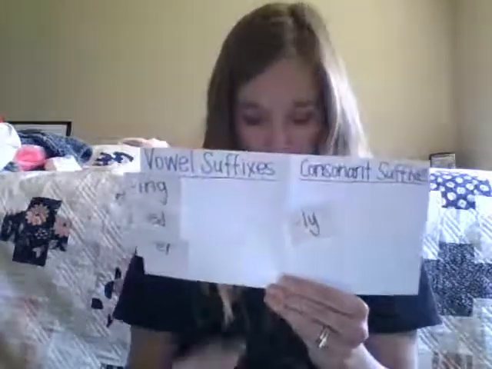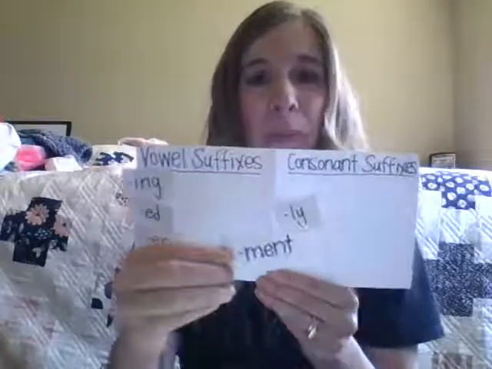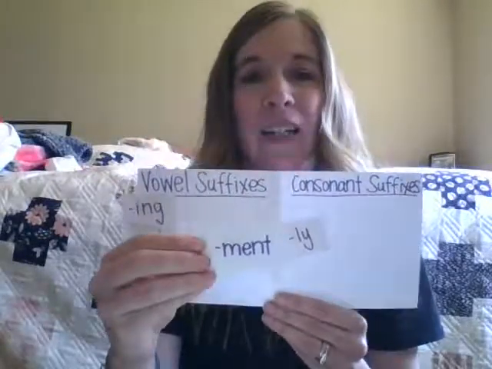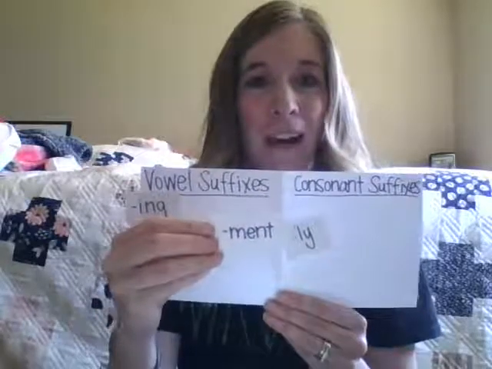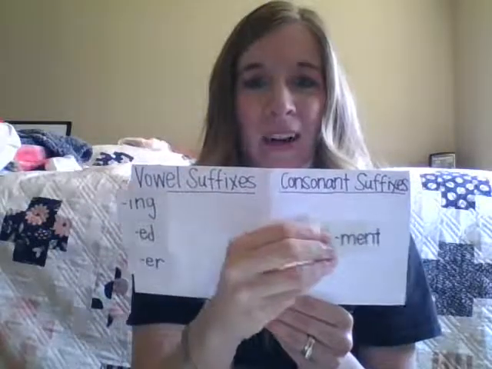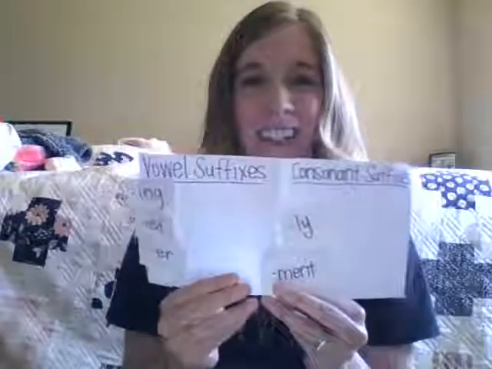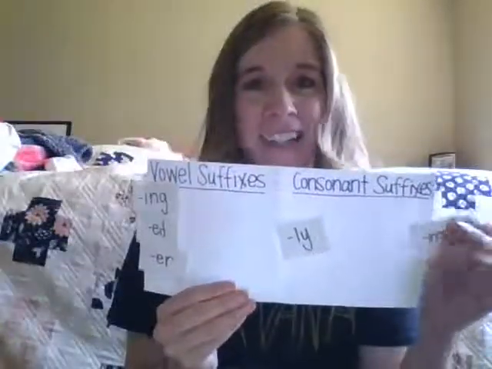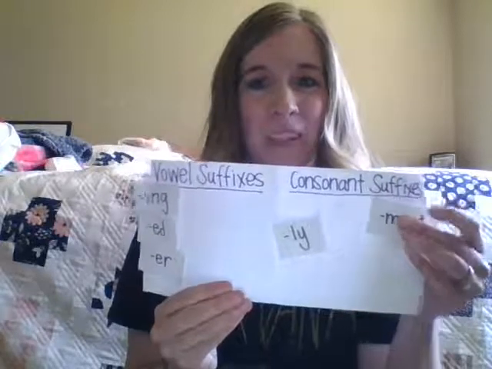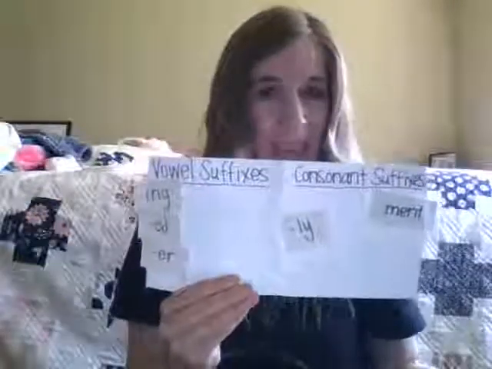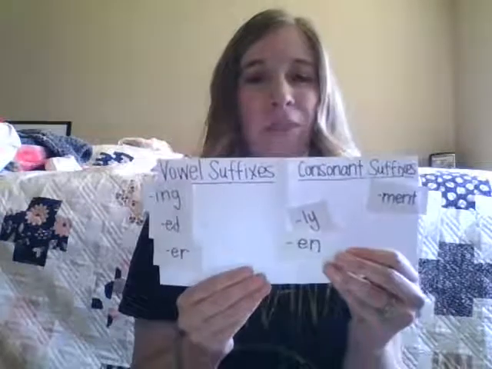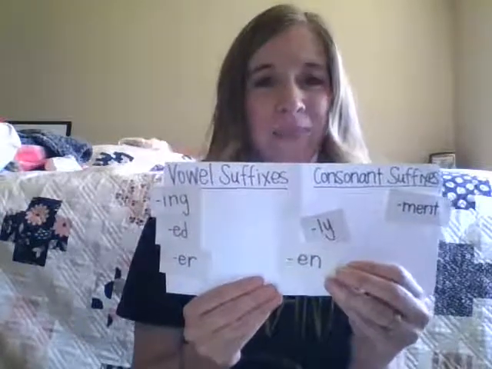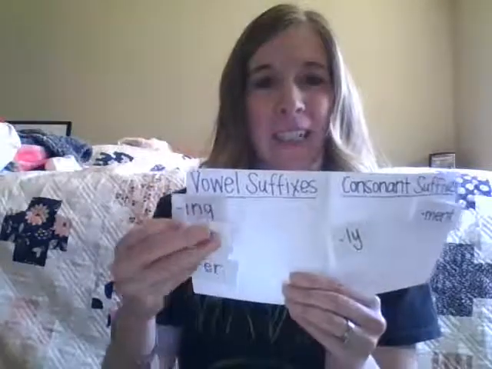Okay, our next one is ment, M-E-N-T. Which column do you think it belongs in? Does it start with a vowel or does it start with a consonant? If you guessed consonant, you are right. Our next one is en, E-N. Does that start with a vowel or does that start with a consonant? Right, it starts with a vowel, so we're going to stick it over here.